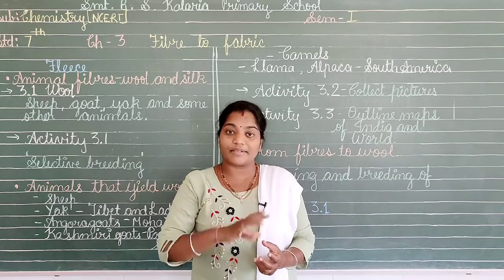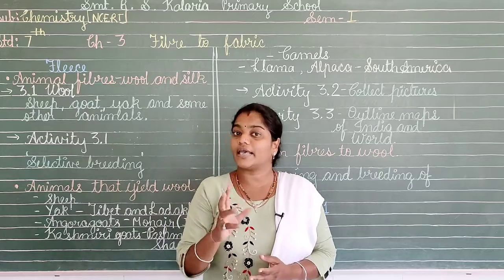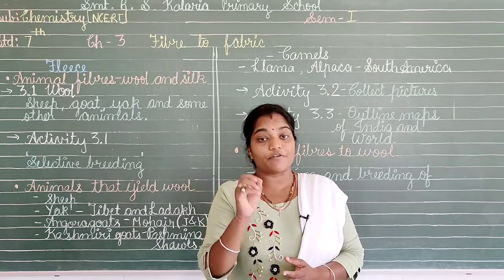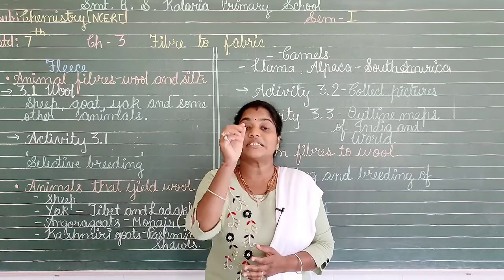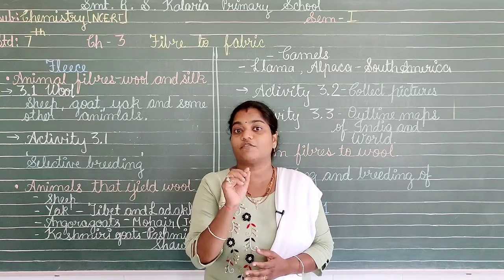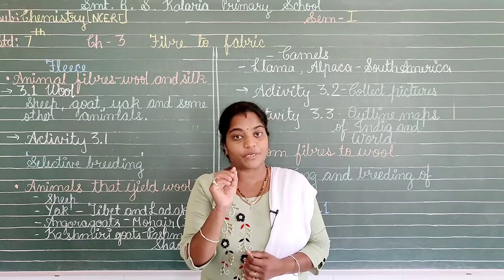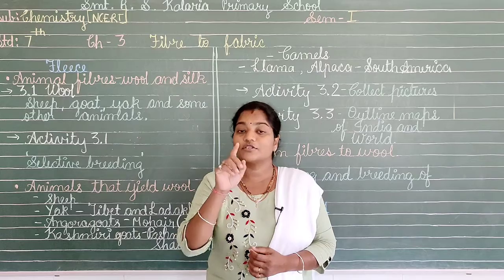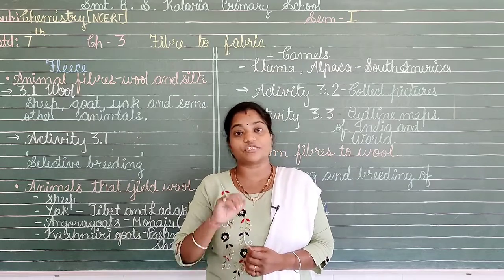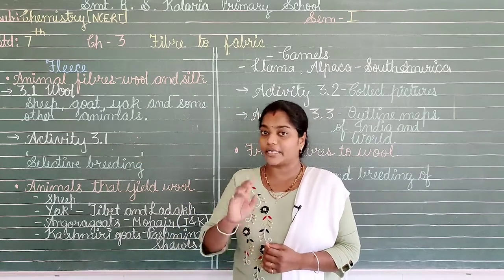By this method we can find out that the hair or wool obtained from the skin part of the animals is much softer as compared to the one obtained from the beard or from their head. So this is the point that we have to study in this activity 3.1.